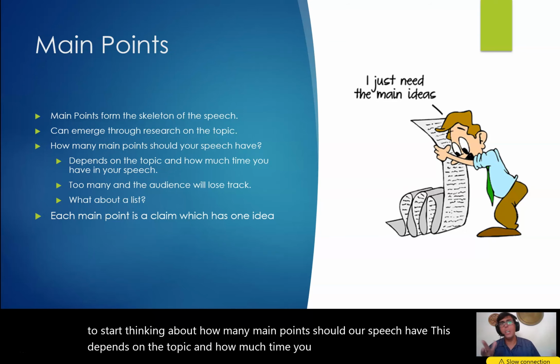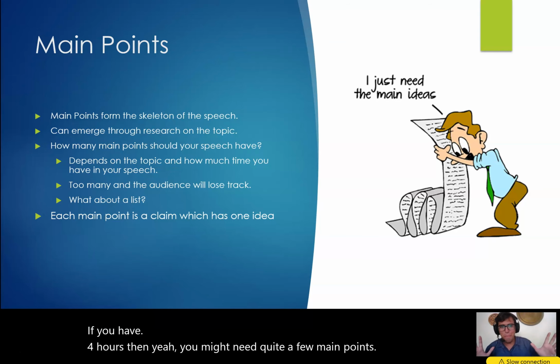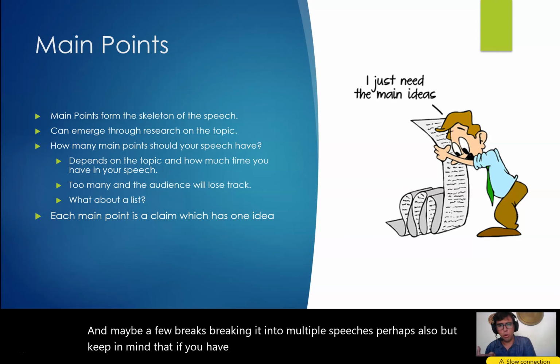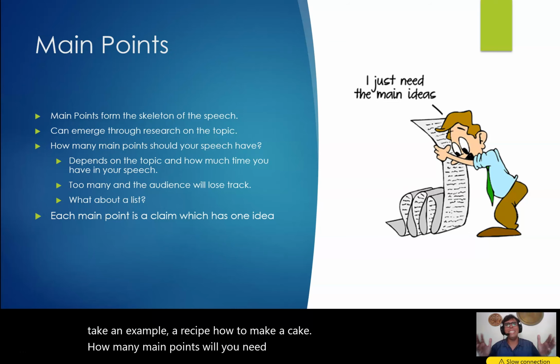If you have 4 hours, then yeah, you might need quite a few main points and maybe a few breaks, perhaps breaking it into multiple speeches. But keep in mind that if you have too many, the audience may lose track. So let's take an example: a recipe, how to make a cake. How many main points will you need, considering that there are 20 steps to this specific recipe?